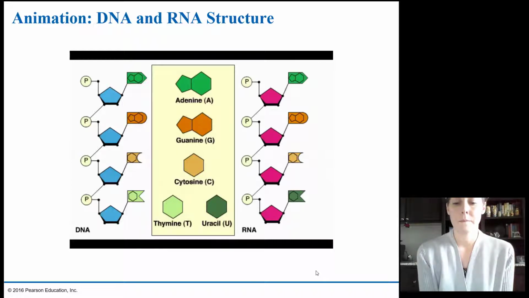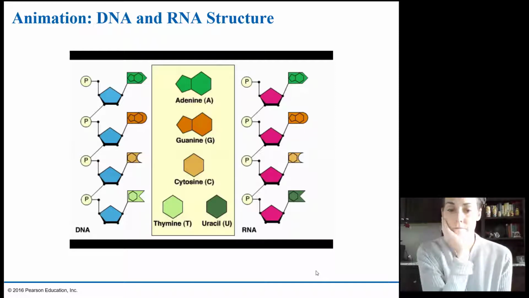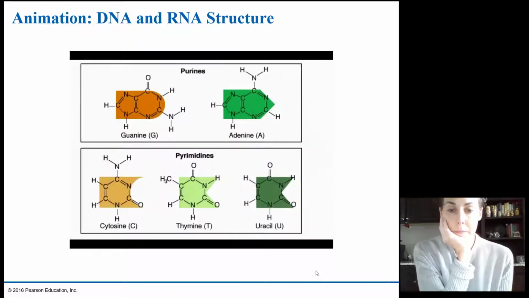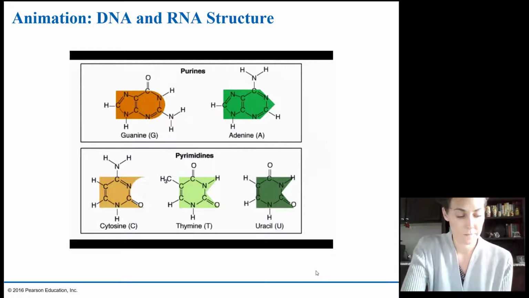3 of the 4 bases are the same in DNA and RNA: adenine, guanine, and cytosine. The 4th base in DNA is thymine. In RNA, it is uracil. The nitrogenous bases guanine and adenine each have 2 linked rings of atoms. They are called purines. Cytosine, thymine, and uracil each have a single ring, and these 3 bases are called pyrimidines.